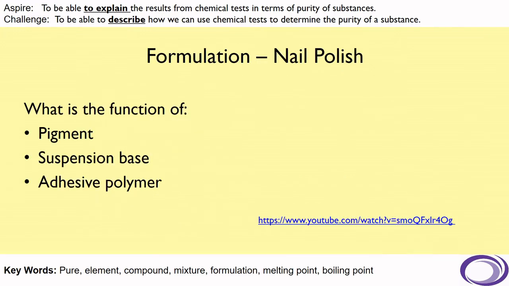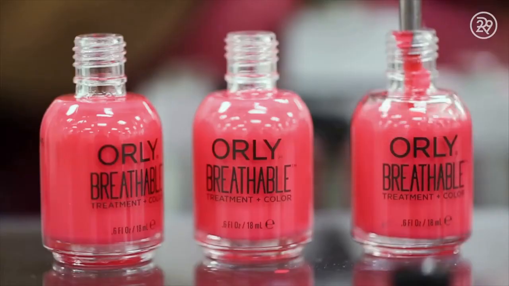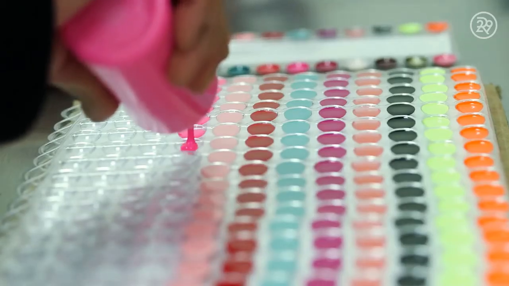So the first formulation we're going to look at is nail polish. I'm going to insert a video. It's actually snipped. If you want to watch the whole video, the link is on the screen. And after that clip, I'd like you to tell me what the function of the pigment, the suspension base and the adhesive polymer is.